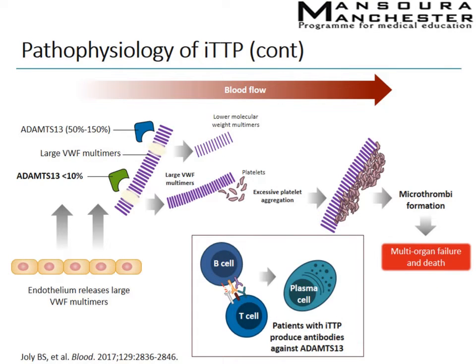In the absence of ADAMTS13, uncleaved ultra-large von Willebrand factor multimers bind to platelets in high shear environments, forming inappropriate microthrombi that cause microvascular occlusion and microangiopathic hemolytic anemia, which results in organ ischemia. In severe ADAMTS13 deficiency, accumulation of von Willebrand factor and platelet aggregation continue, eventually causing microvascular thrombosis and TTP.